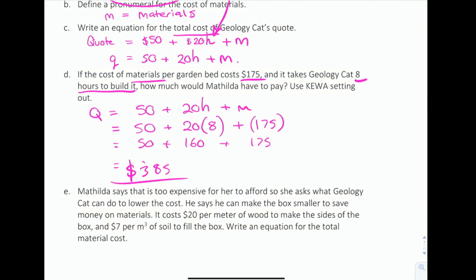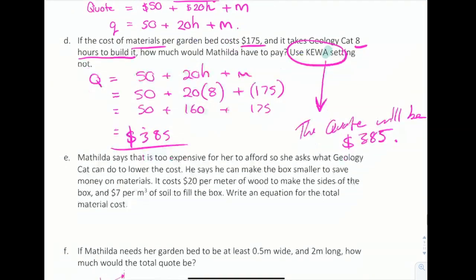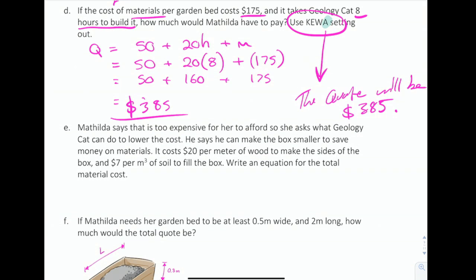Okay? And it says use keyword setting out. So that keyword means like the letter A, which means you have to say the quote will be 385. Okay?